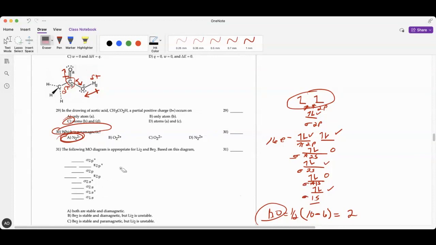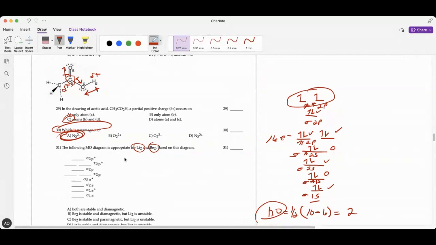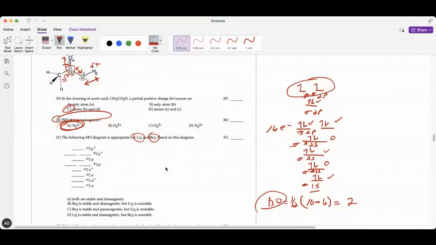So this is a diagram here for the diatomic elements, lithium and beryllium, okay? So based on this diagram, we're looking at lithium and we're looking at beryllium. So lithium has how many electrons? What is the atomic number of lithium? Three. It's 3 electrons? Okay. So diatomic lithium is going to have 6 electrons.